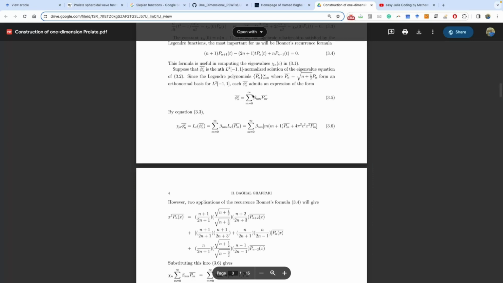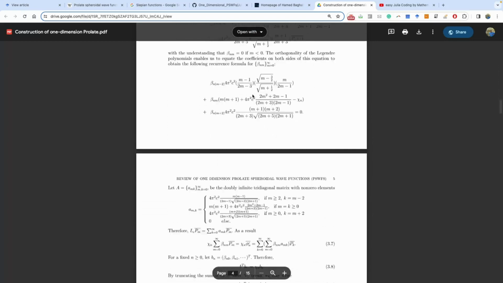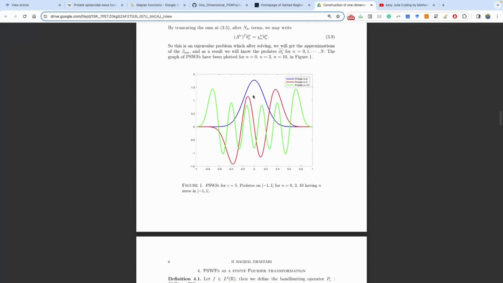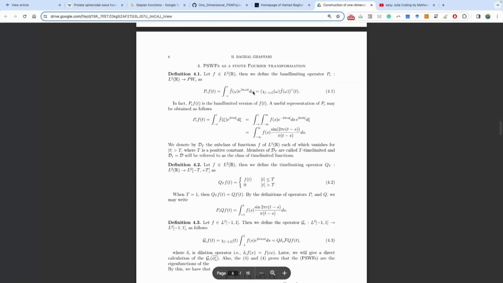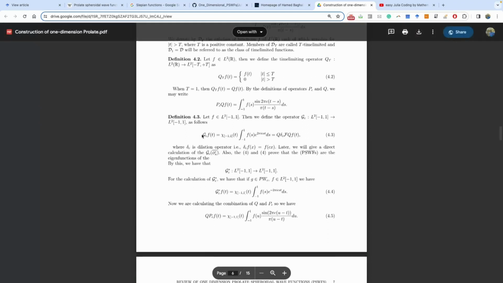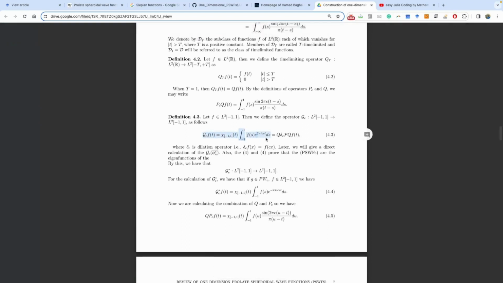Okay, now we are going to compute the eigenvalues of the Prolate Spheroidal wave functions. It is possible to prove that the Prolate Spheroidal wave functions are also the eigenfunctions of this operator. This one is very familiar to most mathematicians, the finite Fourier transformation. In fact, it is the usual Fourier transformation.